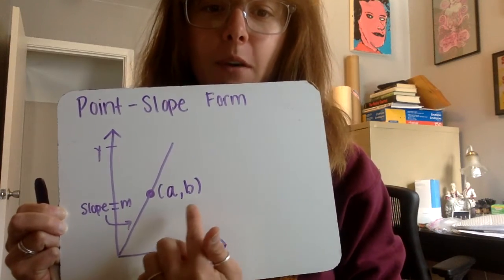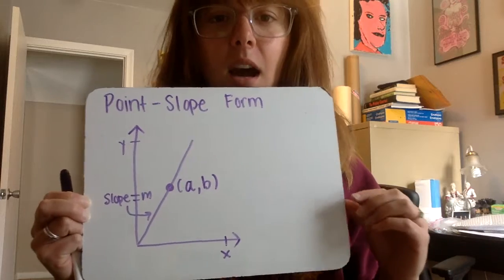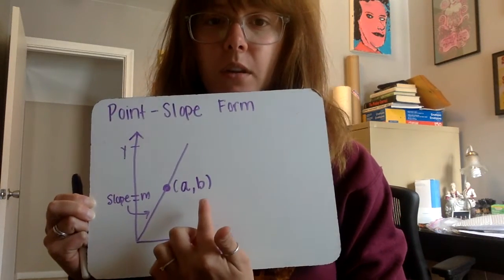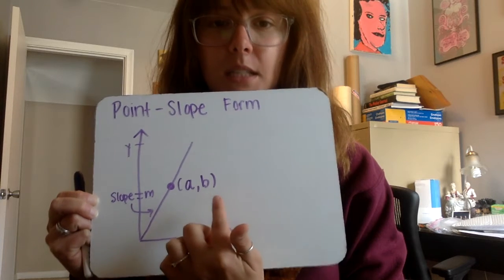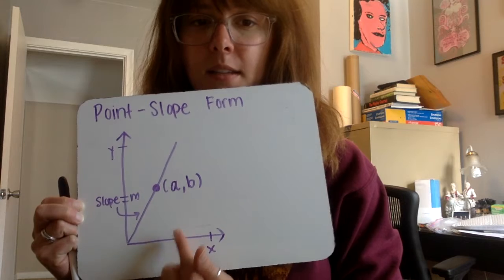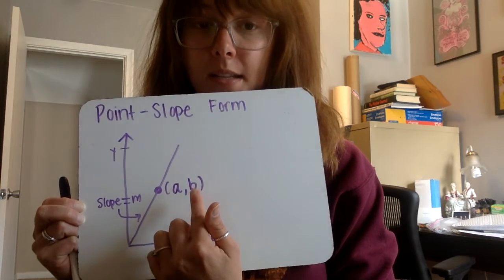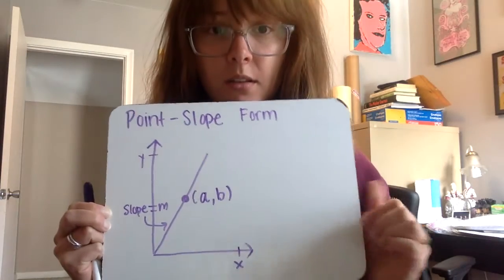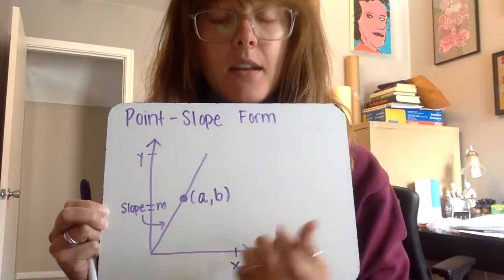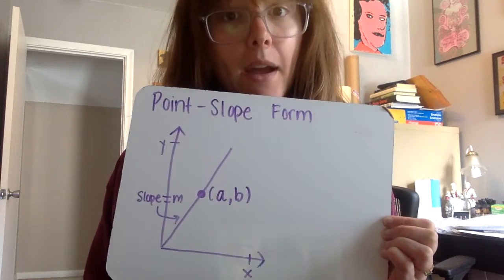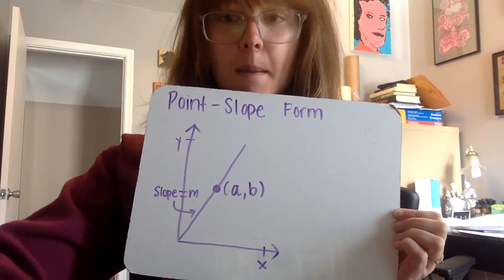And then here I have a point, and it is (a, b). Remember, the a stands for the x, and the b stands for the y. So I'm going to go a over on the x-axis and b up on the y-axis. So let's say that we want to write an equation for this lovely little line, and all we have to write it are the slope m and our point (a, b).